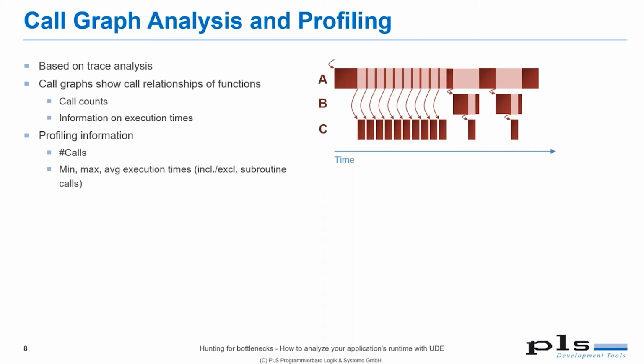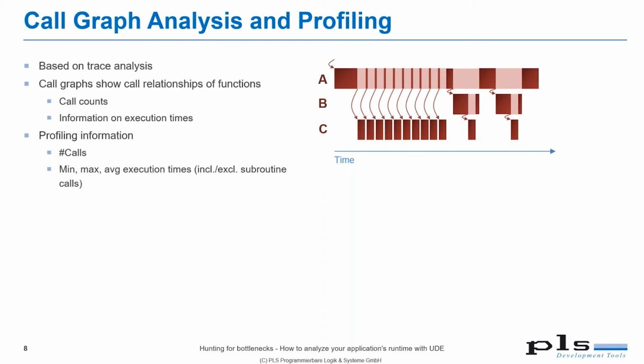For detailed profiling information, the call graph window that UDE provides also contains a table-like view with more detailed profiling information, including the minimum, the maximum, and also the average execution times of the functions of your application. Those values are available for an inclusive measurement, which means the execution times of the called functions are also considered, and in the exclusive mode you only have the execution times of the functions themselves without any called functions that are executed.